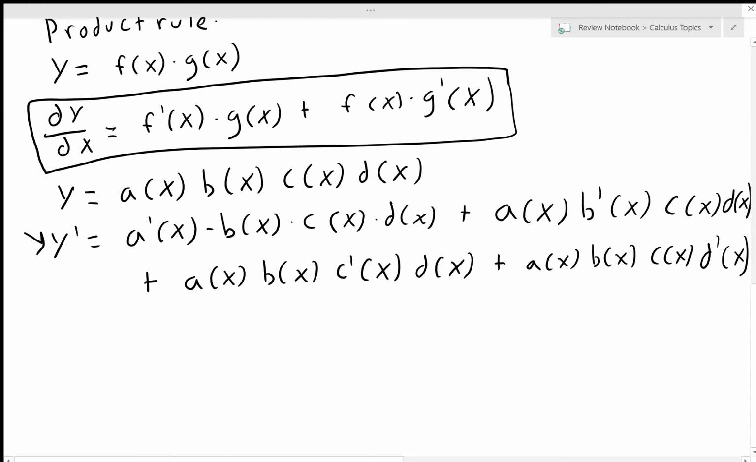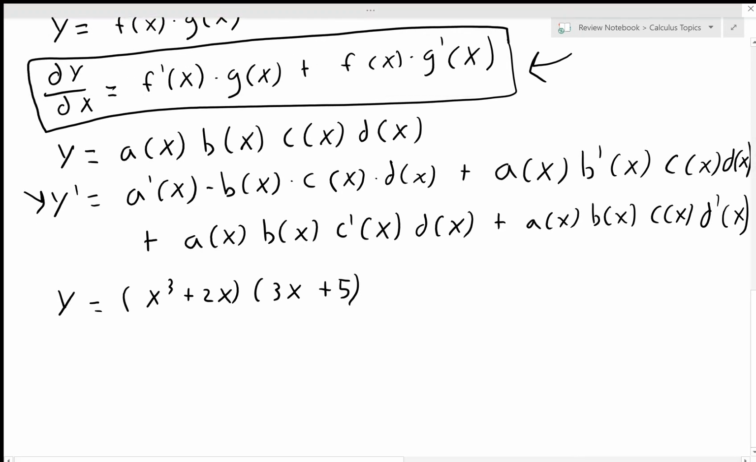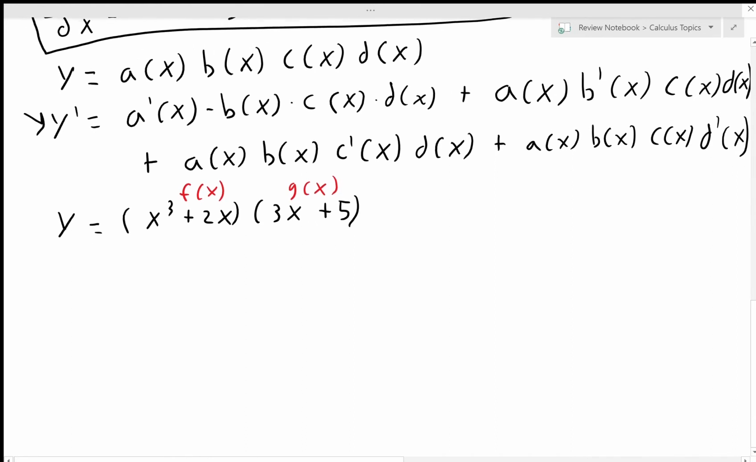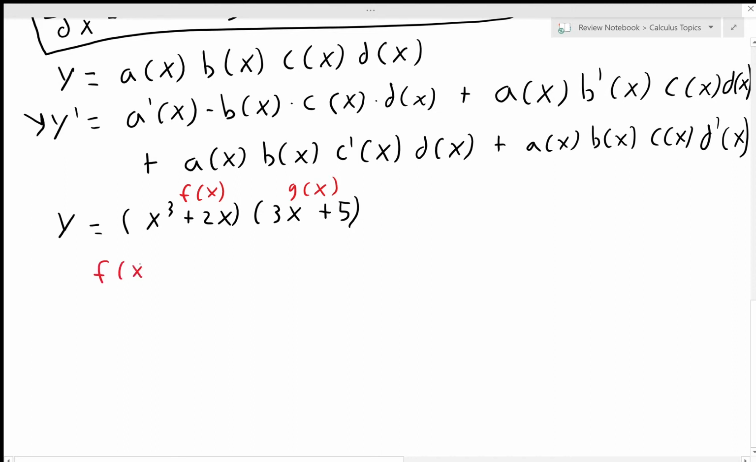Let's start simple. Alright? So we're looking at this right here. We need an example, so we'll work with numbers. So y equals, in parentheses, x to the 3rd plus 2x, times 3x plus 5. Looking at that, we should define what f of x is and g of x. In another color, this is f of x, and this is g of x. So I'll define this down here. f of x equals x to the third plus 2x.